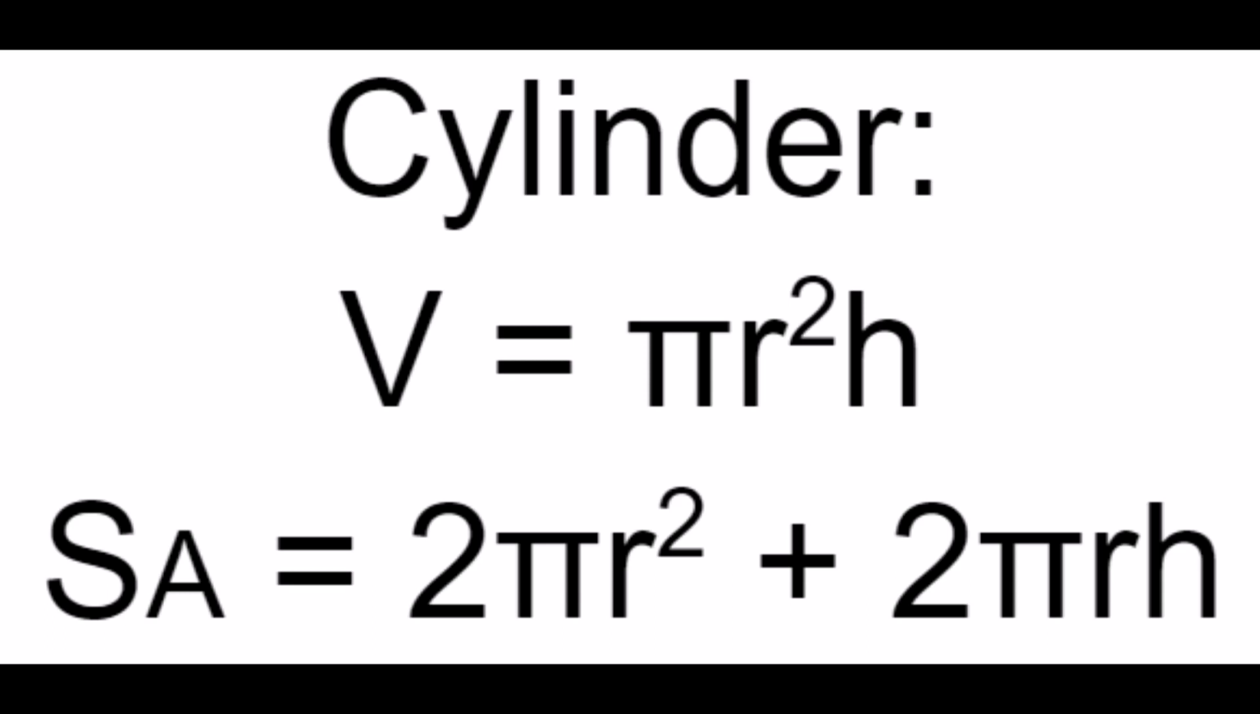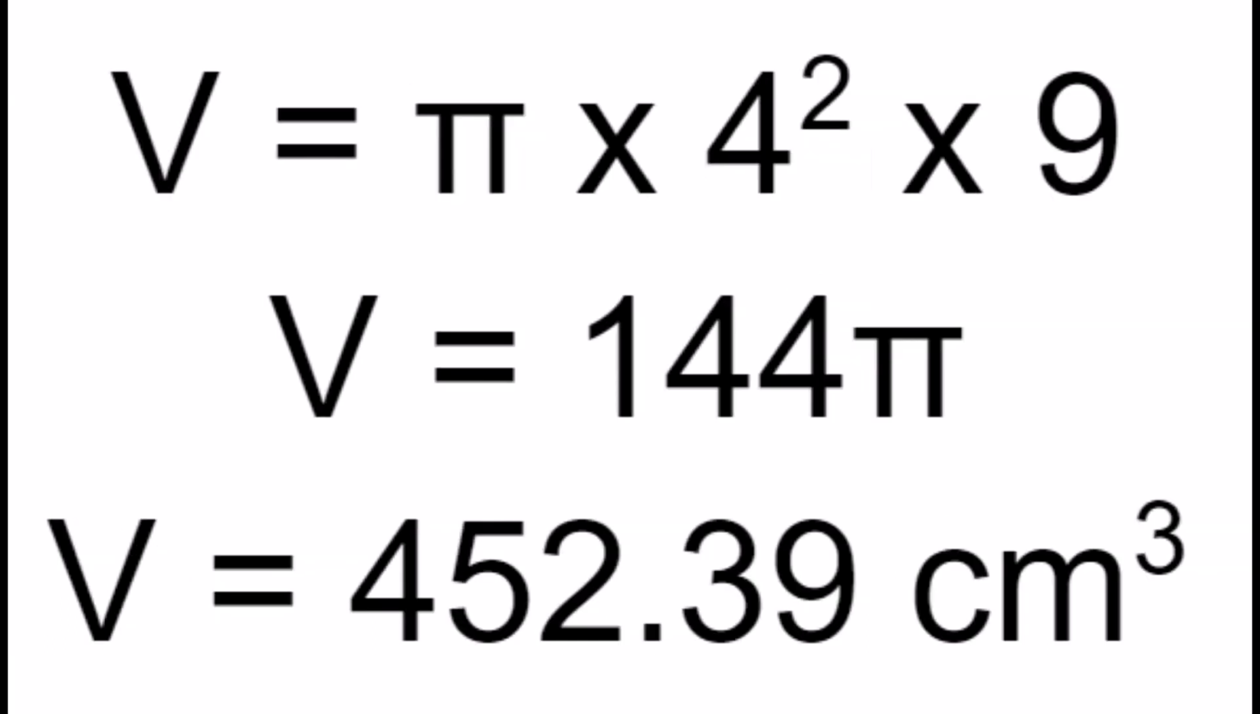The surface area of a cylinder is 2 pi r squared plus 2 pi r h. The 2 pi r squared accounts for the two circular bases, and the 2 pi r h accounts for the curved side. It has 2 pi r for the circumference of the base and h for the height. Given this cylinder with radius 4 and height 9 centimeters, what are the volume and surface area?